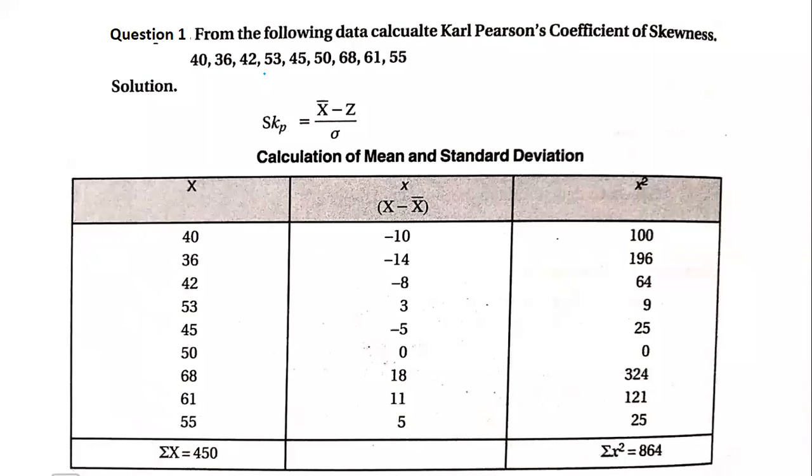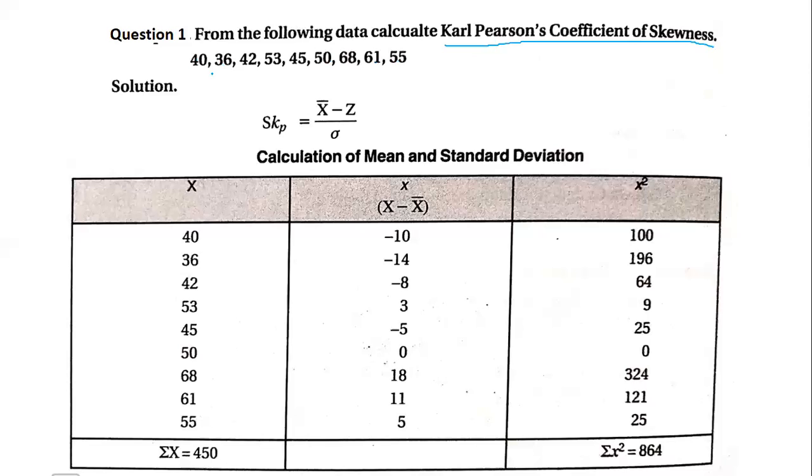So let's go through the problem. From the following data, calculate Karl Pearson's coefficient of skewness. They've given us individual numbers. This is an individual series problem. So let's see the numbers: 40, 40, 36, 42, 53, 45, 50, 68, 61 and 55. Just by seeing numbers, we cannot come to any conclusions. Let us go on and solve this using the formula.